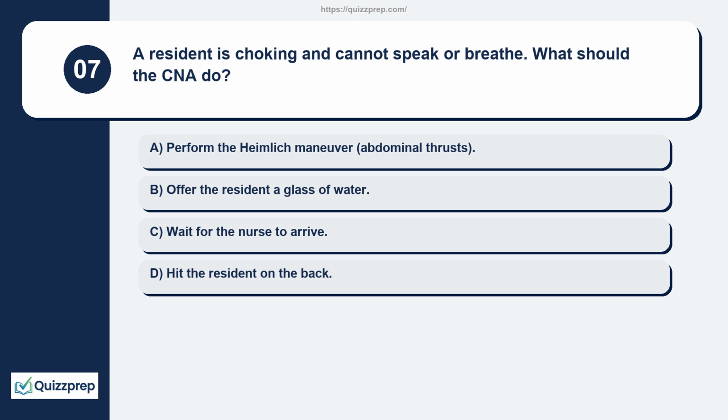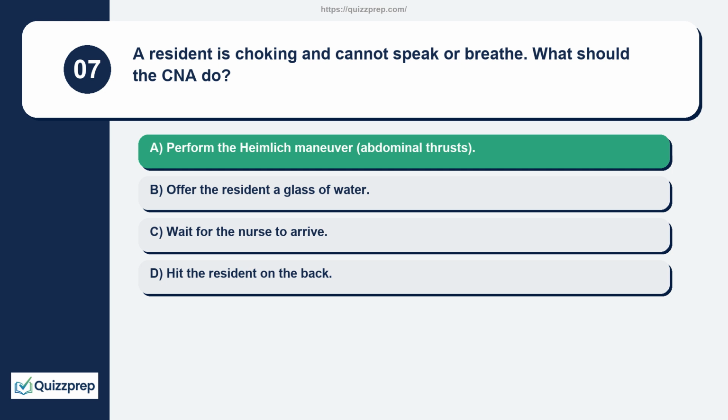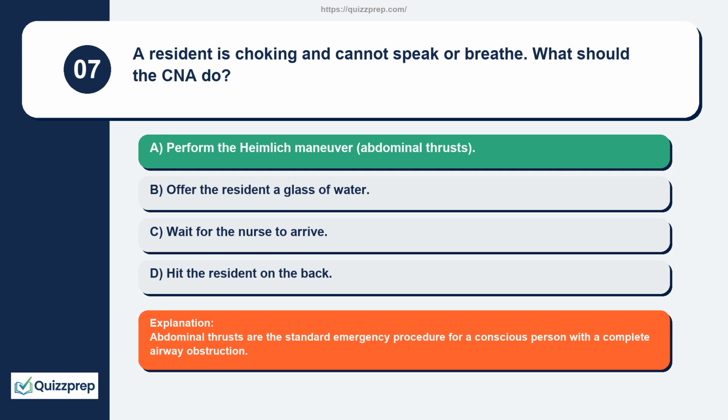Question 7. A resident is choking and cannot speak or breathe. What should the CNA do? Perform the Heimlich maneuver, abdominal thrusts. Offer the resident a glass of water. Wait for the nurse to arrive. Hit the resident on the back. Abdominal thrusts are the standard emergency procedure for a conscious person with a complete airway obstruction.